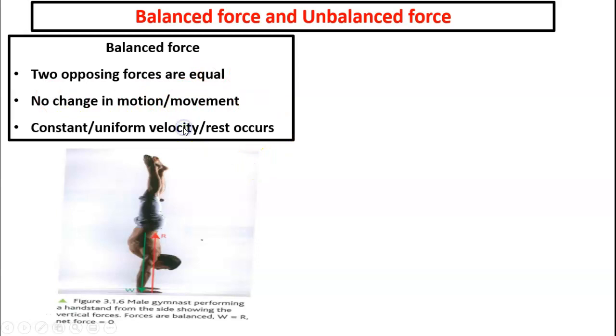Then if you go on from there, it could mean that rest occurs, or if you're at a speed, it's going to stay at uniform velocity. But the key things you'll be looking at are the top two there, or if you want to apply that one as well, you can. Okay, so going on from there, our final thing to have a look at: if we know a balanced force is when two opposing forces are equal, no change in motion or movement, or you have constant or uniform velocity, let's have a look at the opposite then.